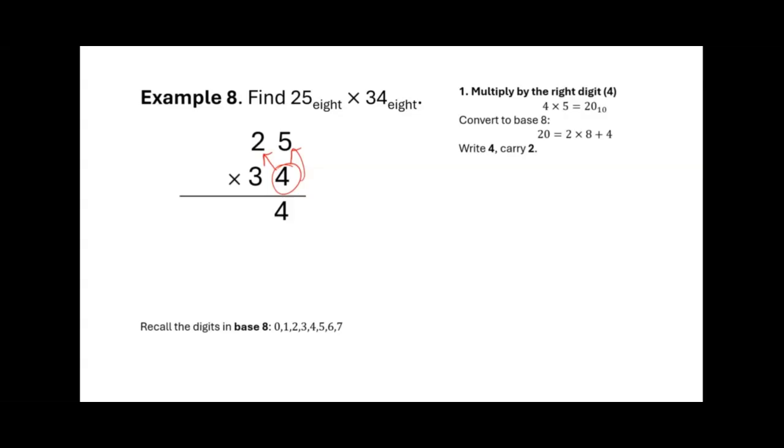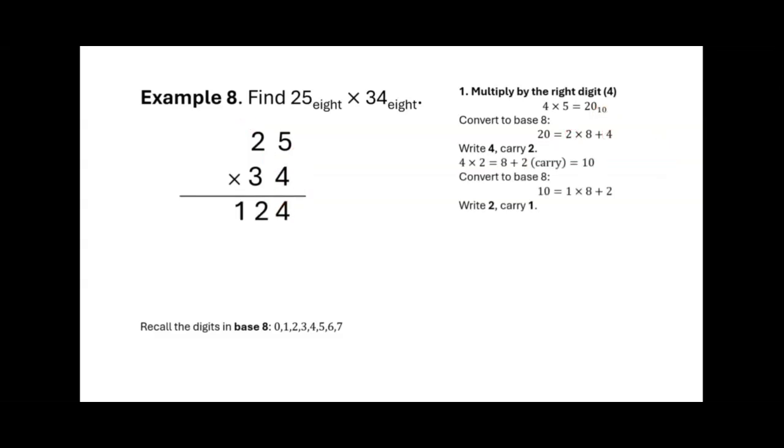So you multiply 4 times 5, that's actually 20 in base 10. But we have to convert it to base 8. So 8 fits twice into 20, and then the remainder is 4. That means 20 is 2, 4 in base 8. So I write down the 4, and I carry the 2 as a sum for the next value.